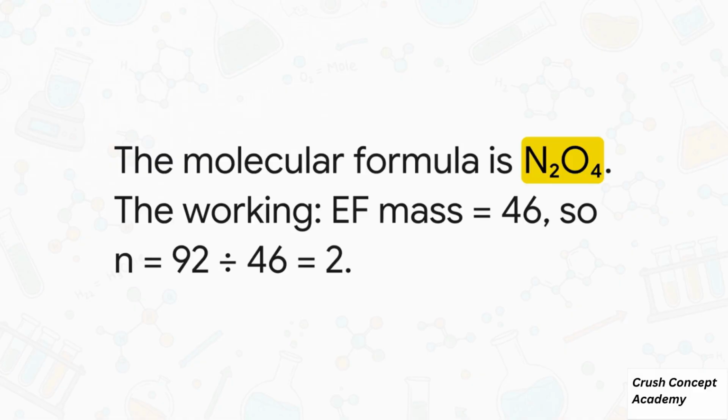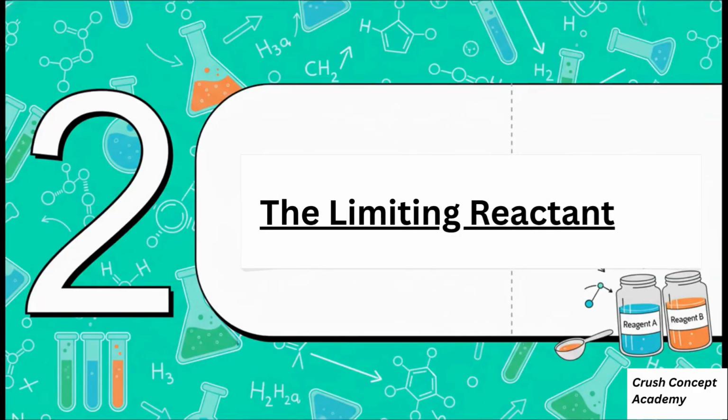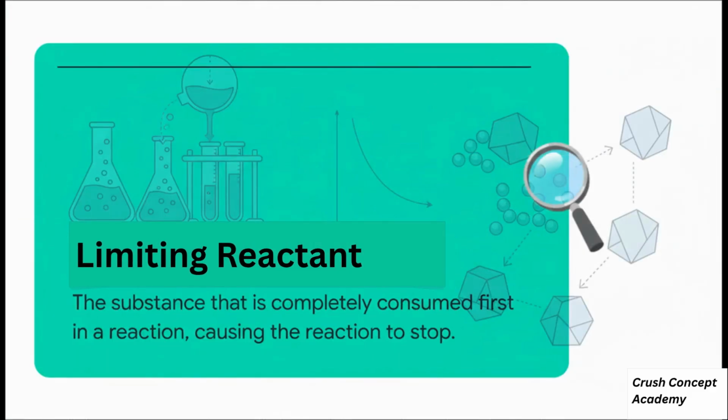Let's keep moving. Next up, a concept that trips up a lot of people, the limiting reactant. The easiest way to think about this is like it's the one ingredient in your chemical recipe that you run out of first, and it brings the whole reaction to a screeching halt. The formal definition is exactly that. It's the substance that gets completely used up first in a reaction. Once it's gone, the reaction is done. Finito. It doesn't matter how much of the other stuff you have left over.